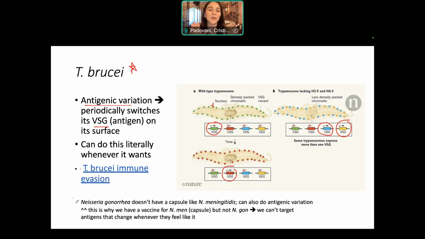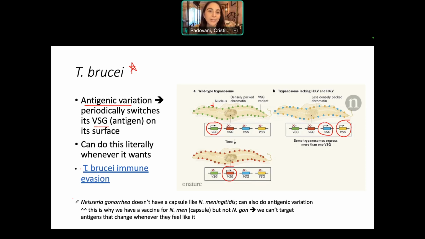So Neisseria gonorrhea. I don't have its own slide dedicated to this because I don't think this was on the syllabus. But something that's interesting is, you know how we have a meningitis vaccine. You guys probably got it before you went to college. It's usually when it's indicated for people to get it.